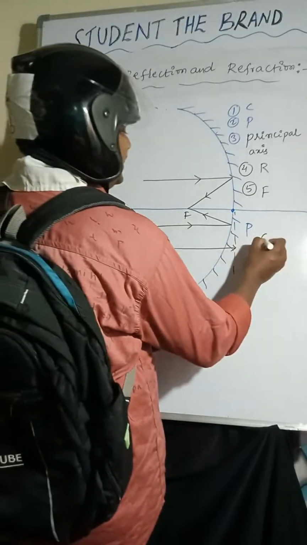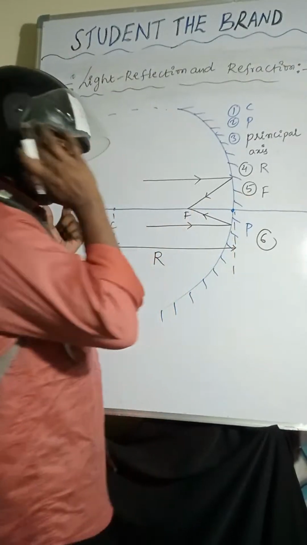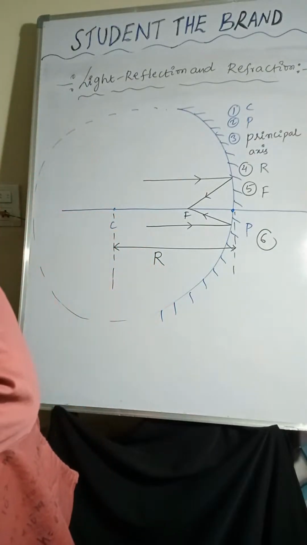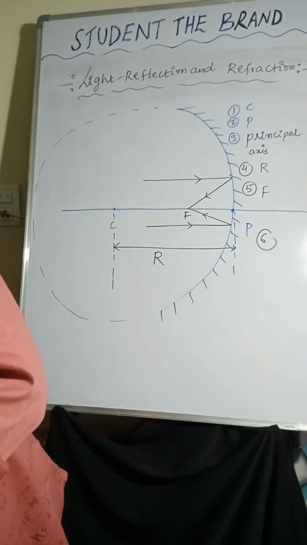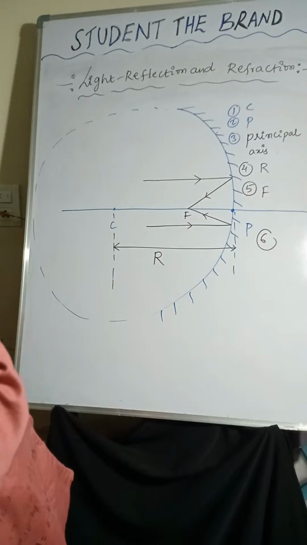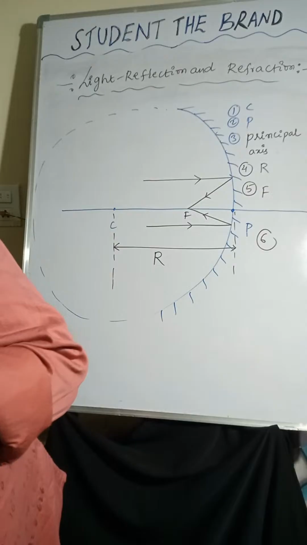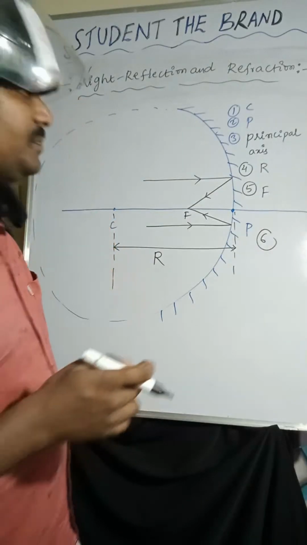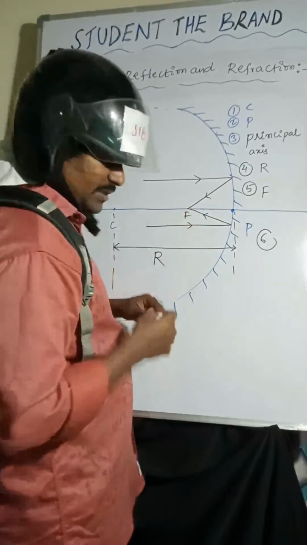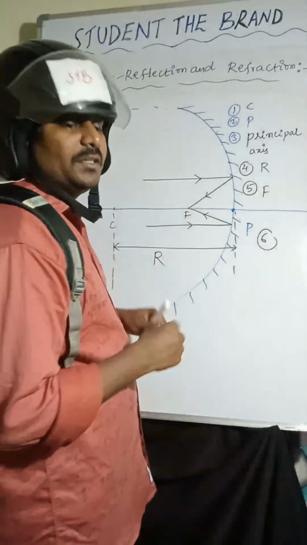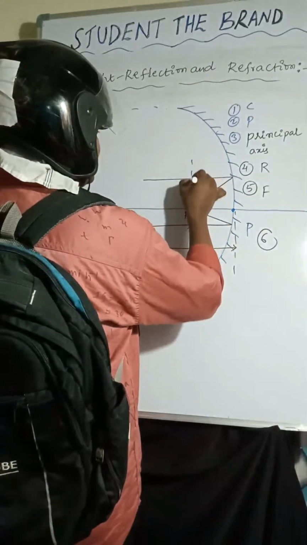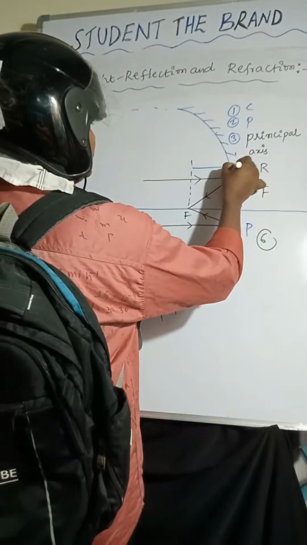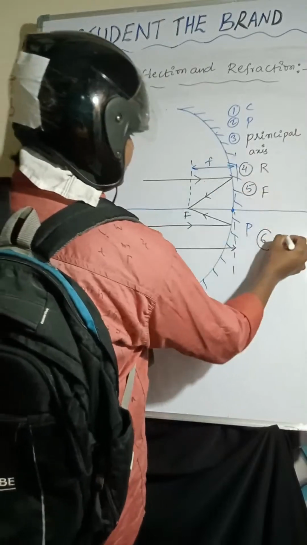And the sixth one, the distance between focus and pole is called focal length. This distance, the distance between focus and pole, is called focal length.